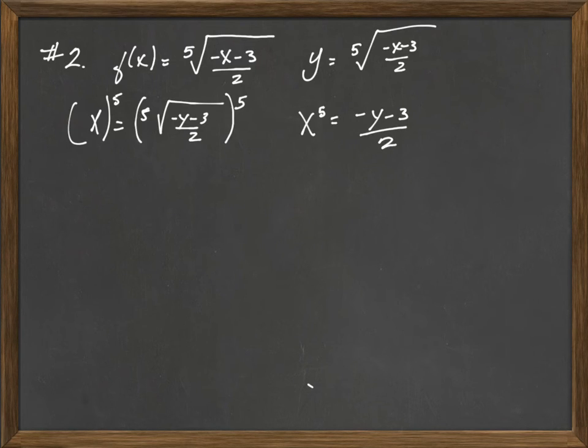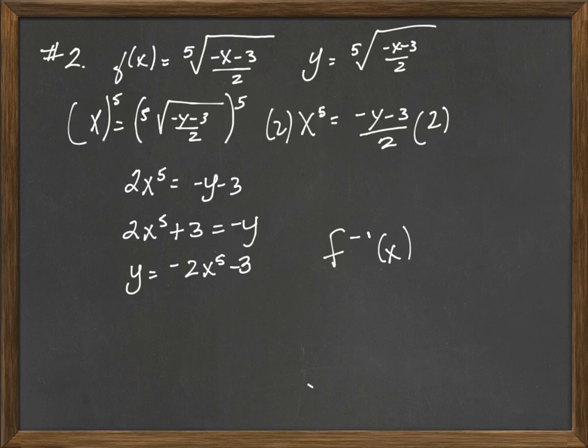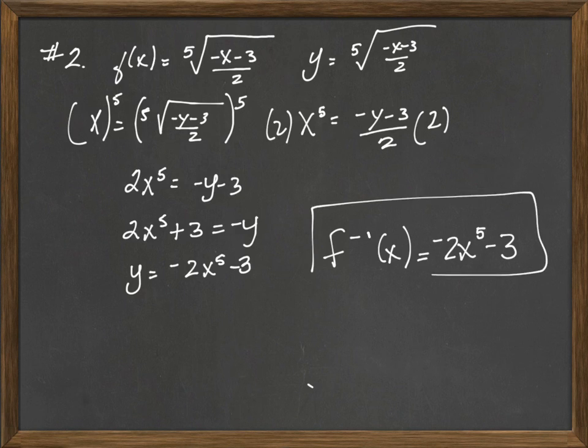Still trying to solve for y, let's multiply both sides by 2. So you get 2x to the 5th is negative y minus 3. Add 3. 2x to the 5th plus 3 equals negative y. So y is negative 2x to the 5th minus 3. So we would say, in good inverse notation, f negative 1 of x is equal to negative 2x to the 5th minus 3. All right, and that was the answer to number 2.